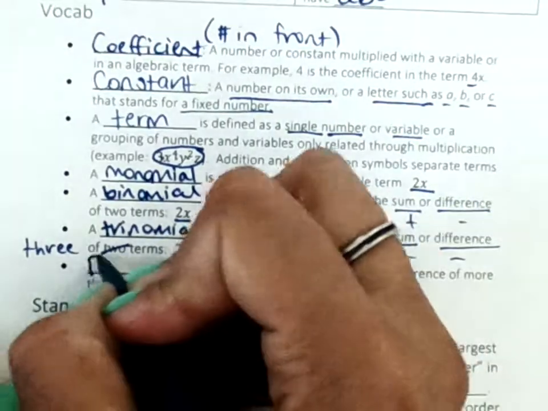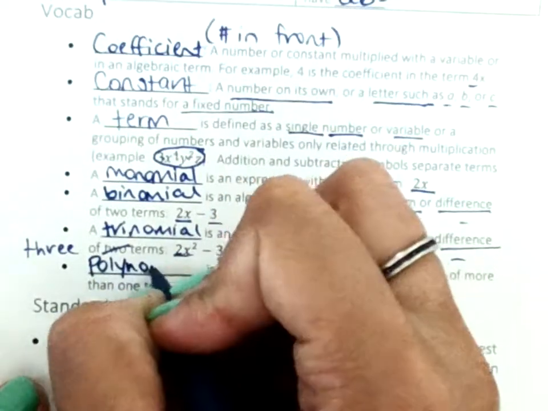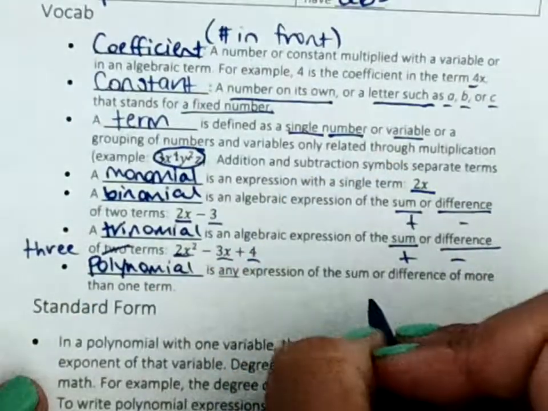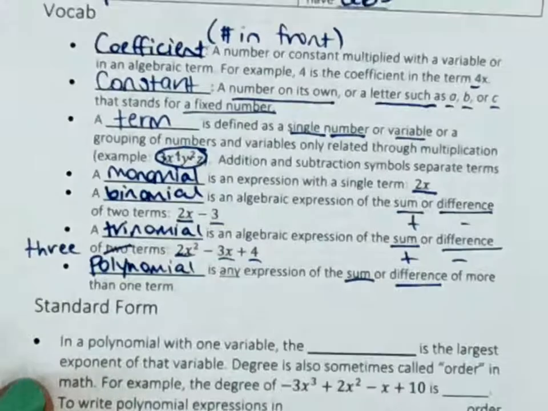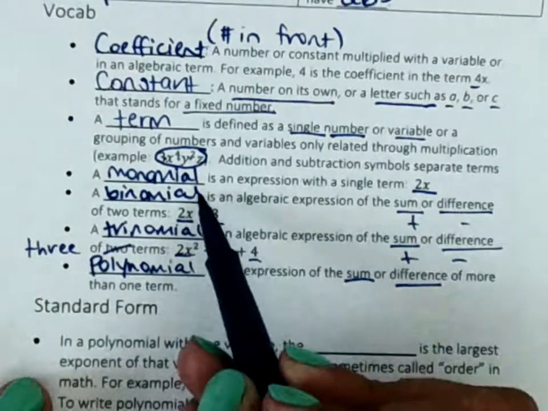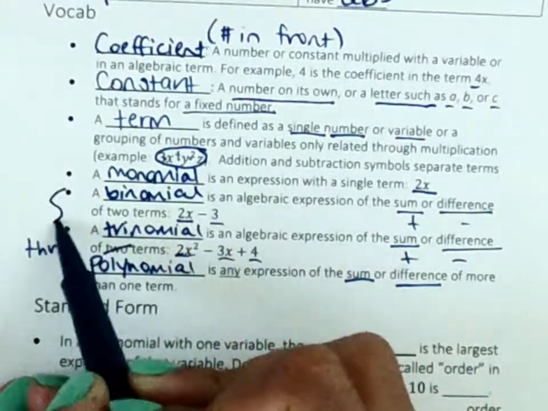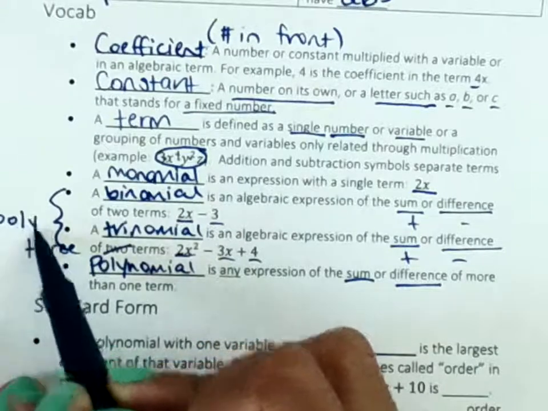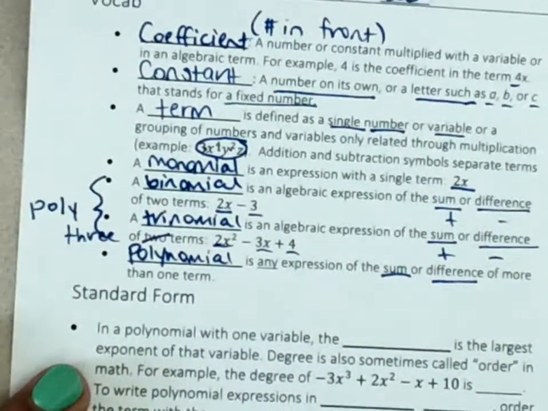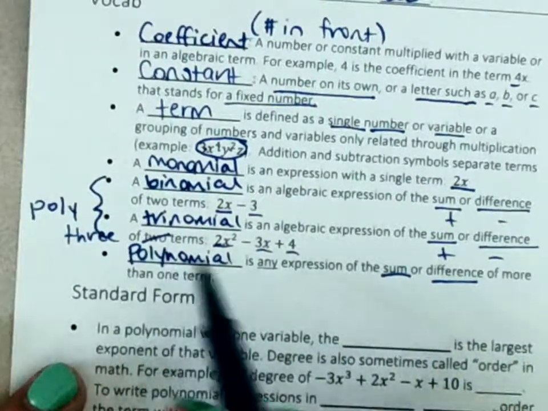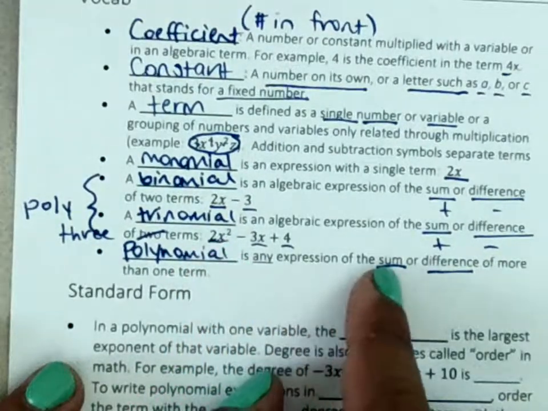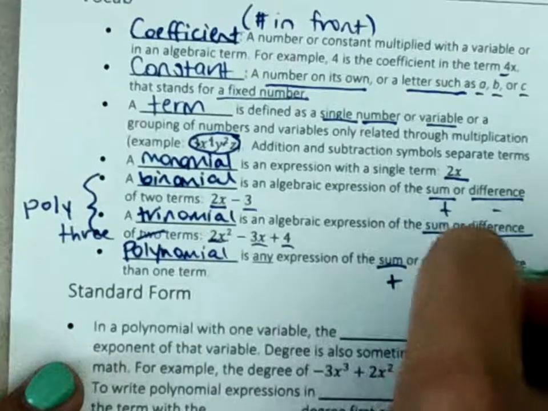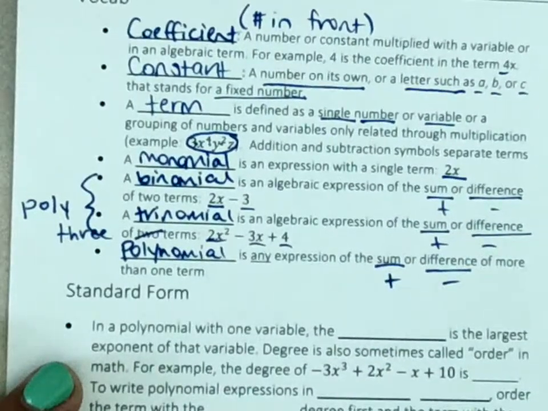A polynomial is any expression of the sum or difference of more than one term. So a binomial is a polynomial, and so is a trinomial. Anything with 4 terms, 5 terms, 6 terms, any amount of terms being broken up by addition or subtraction is therefore a polynomial.